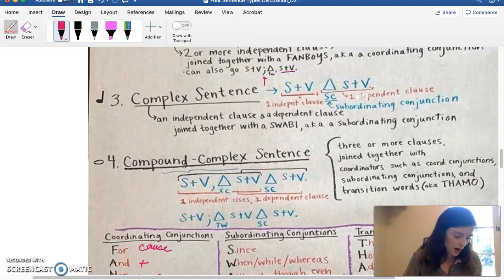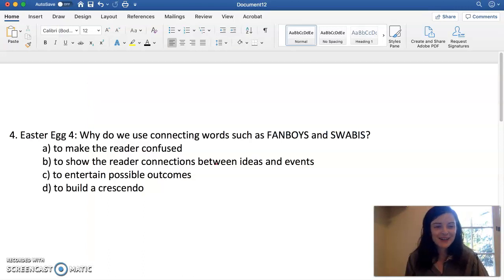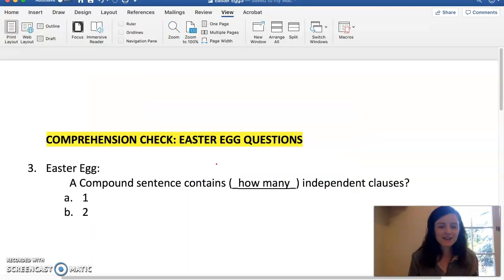Moving on to our next Easter egg question, let me get to it. Here it is. A compound sentence contains how many independent clauses? Take a guess, and we'll be right back.